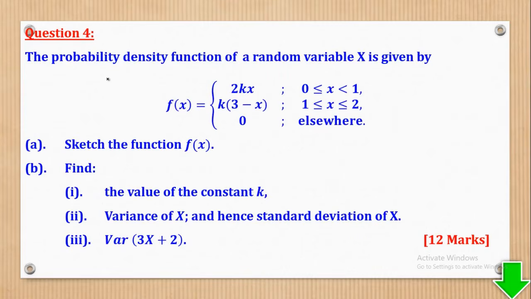So question 4 says the probability density function of a random variable capital X is given by, so this is the function. Then they said part A, sketch the function f(x). Then part B, Roman 1, find the value of the constant k. Roman 2, find the variance of x and hence standard deviation. Then part C, find Var of 3x plus 2.